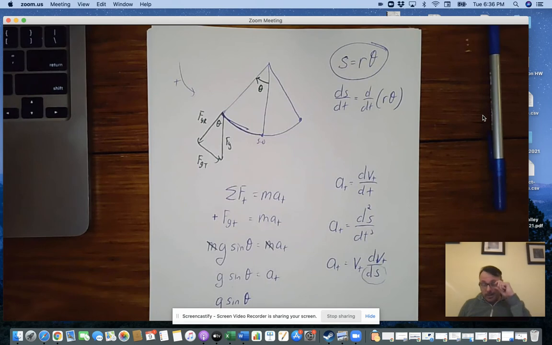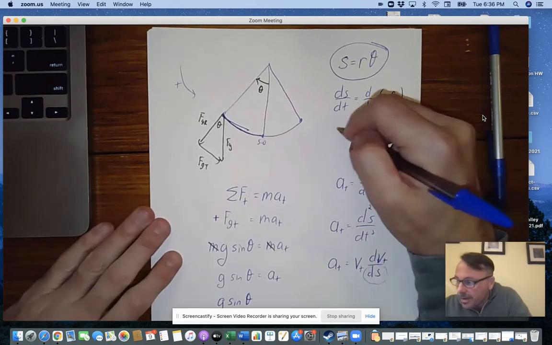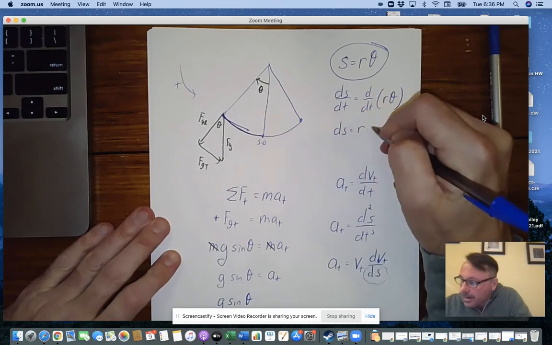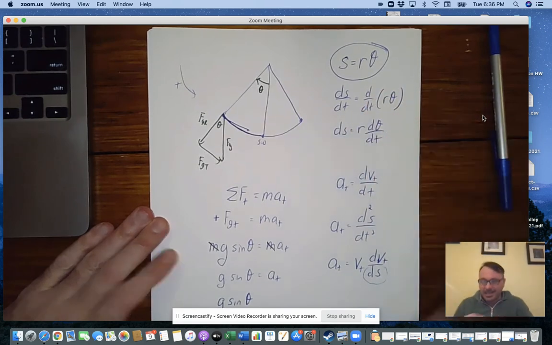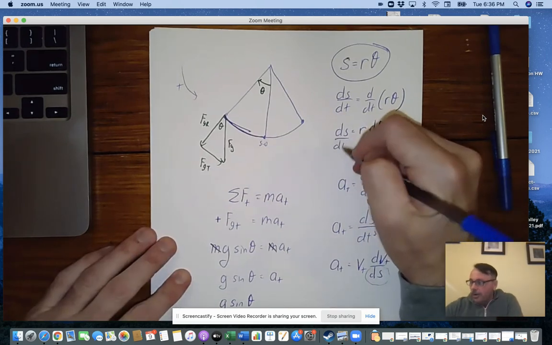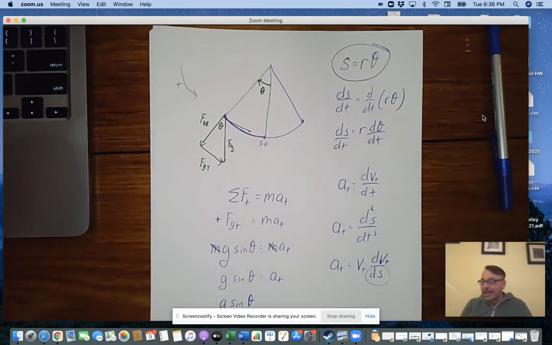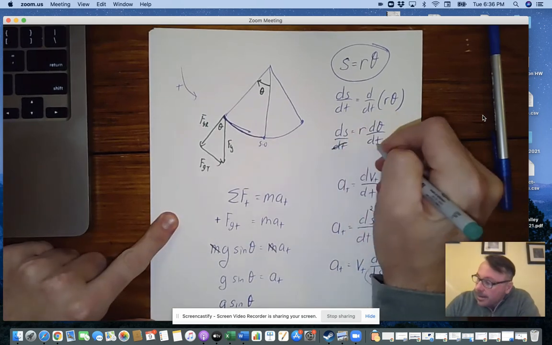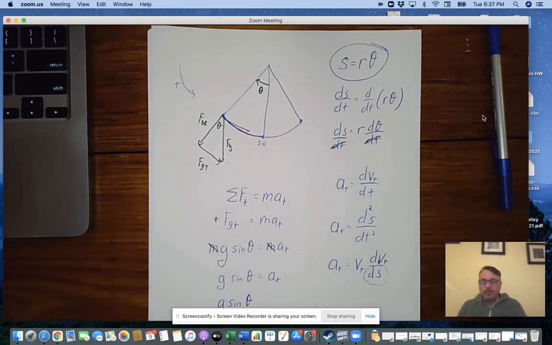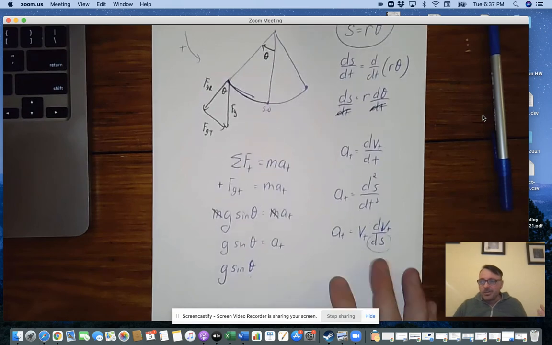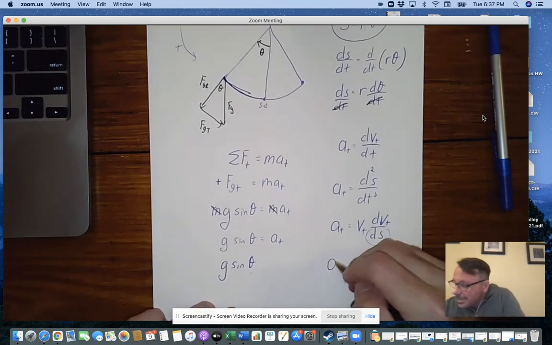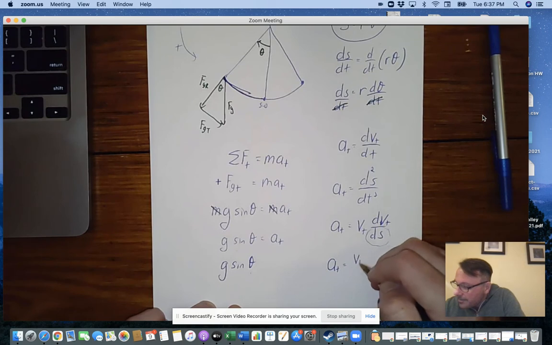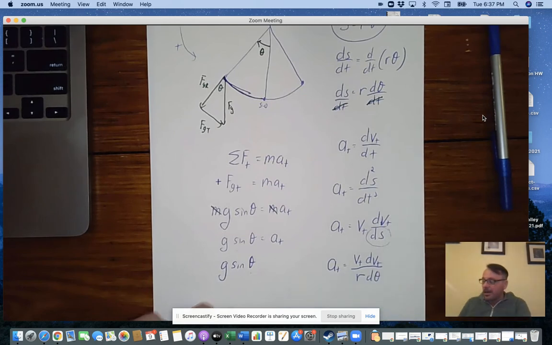Now, here's the thing, and here's where it gets real tricky. As long as the radius is constant, that's going to pull through that derivative. So ds is going to equal r d theta, or ds/dt is equal to r d theta/dt. We'll deal with that again later. But notice here I can divide through by dt, because it's just a ratio, so I can get rid of that. So this a_t is now equal to v_t dv_t over r d theta, assuming r is a constant.